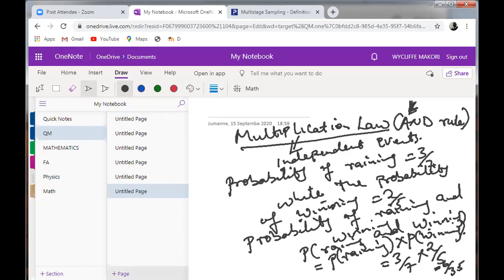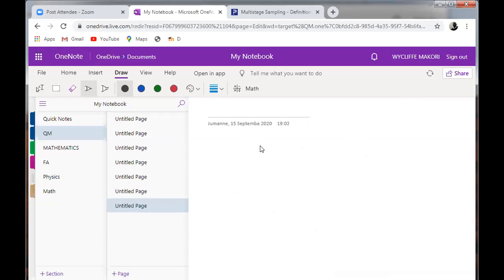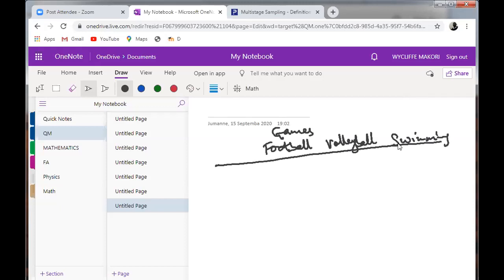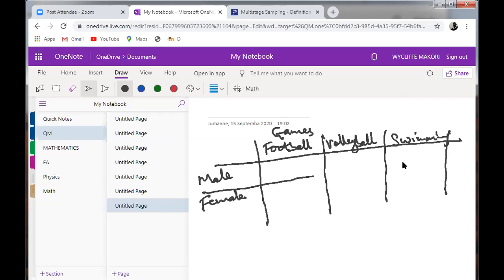There's another way you can be tested on this, where you are given a table, where we can have maybe the games. Maybe we can talk about football, volleyball, and maybe swimming. And on this side, we can talk about the male and the female participants. On this end, I want us to have a column for the total, and here we also need a column for the total.